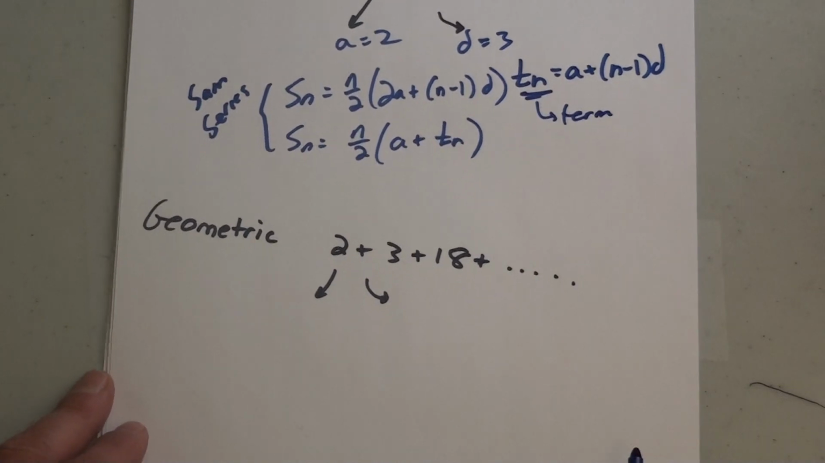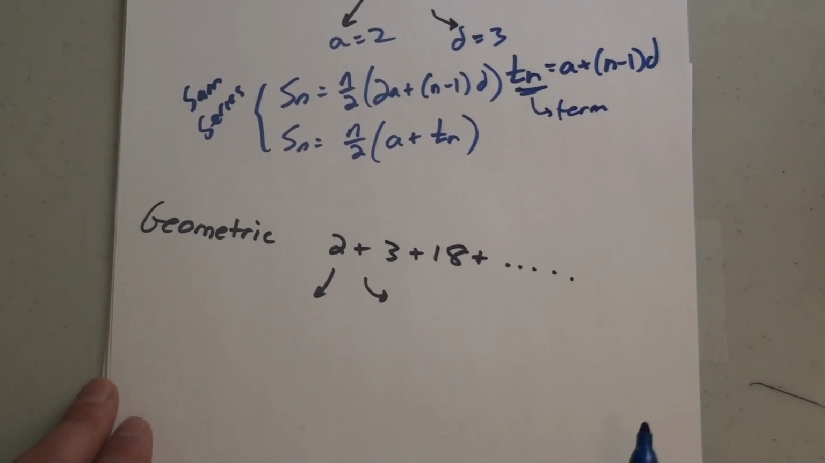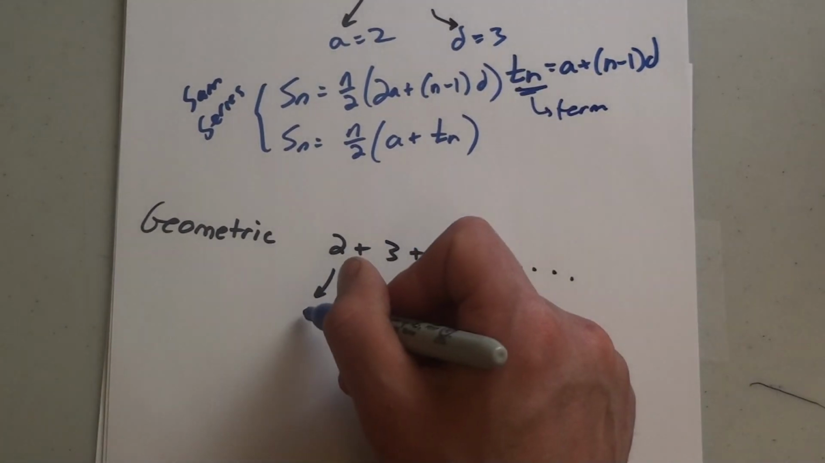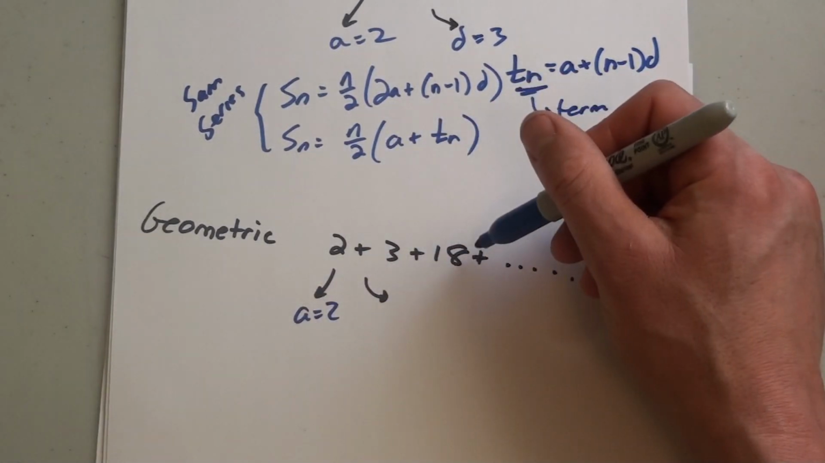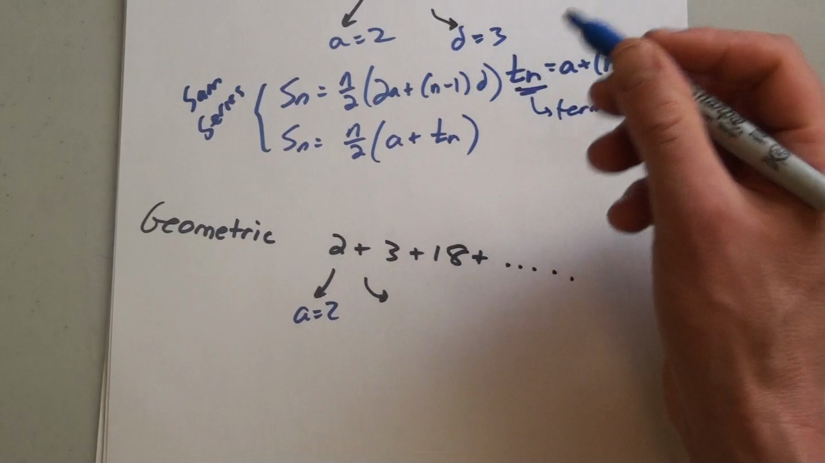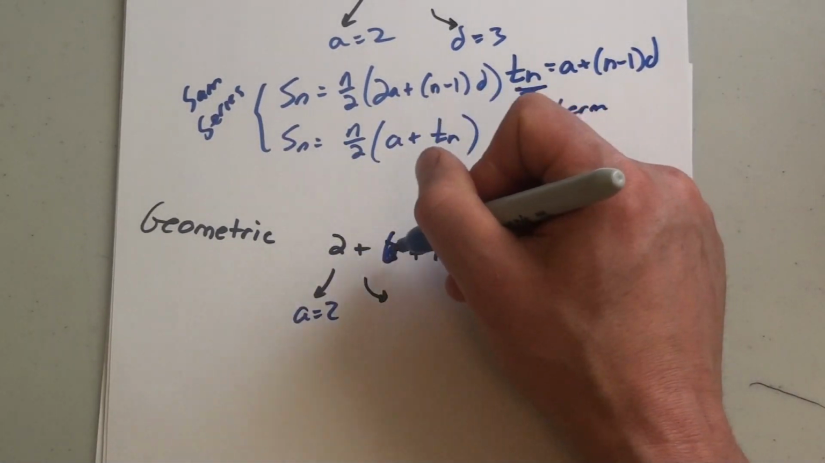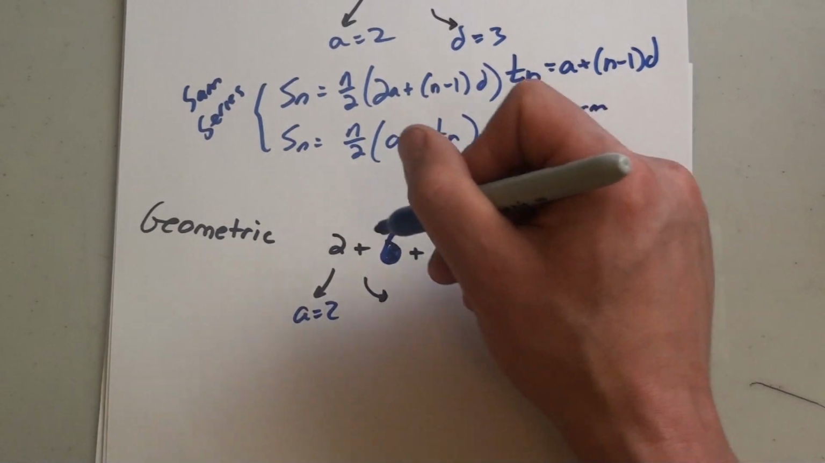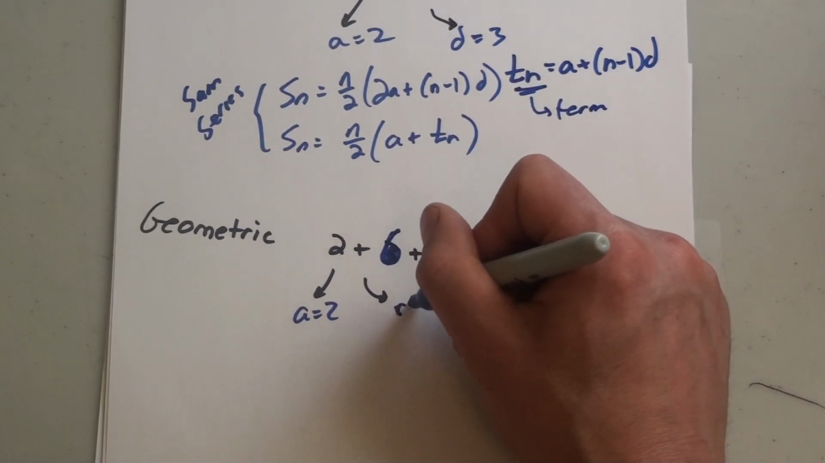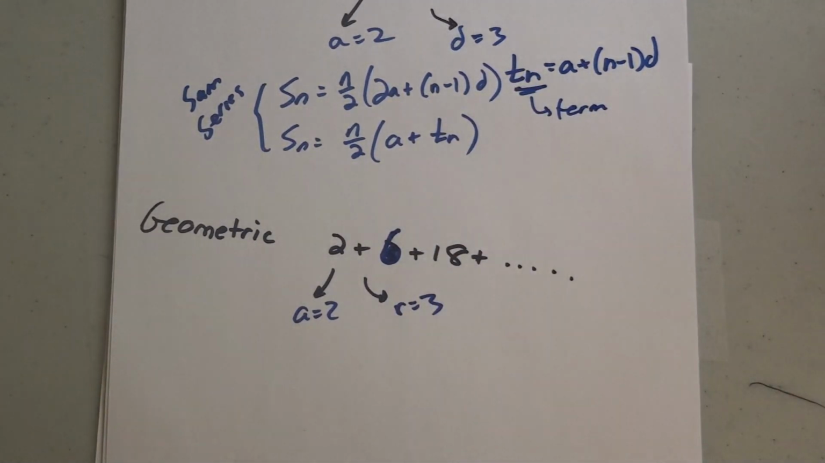The second type of series we're going to talk about is geometric. And in geometric, same thing. You have an A being your first term, which is 2. And here it's being multiplied by some sort of common ratio. So it goes 2, 6, 18. So here I have a ratio of 3 being multiplied.